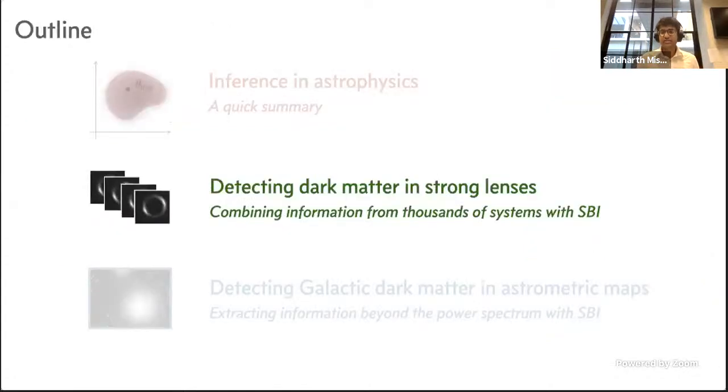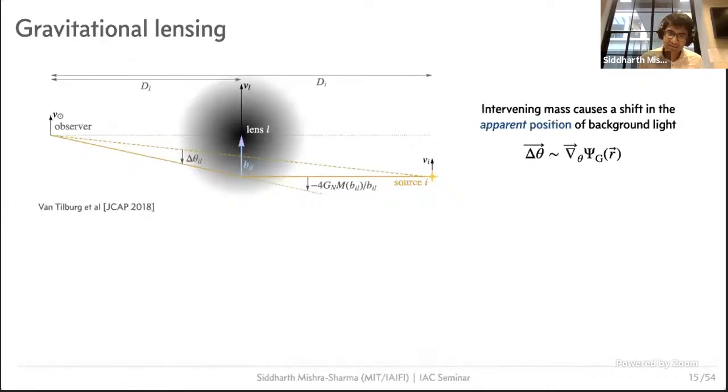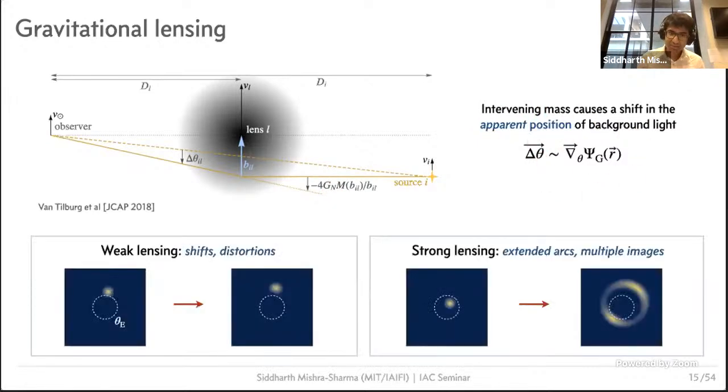That leads me to the first project that I'll talk about, which is detecting dark matter with strong lenses. I'll start with a brief overview of what gravitational lensing is. Gravitational lensing is fairly intuitive as a concept. The idea is that light from a source on the right here is gravitationally lensed by some intervening mass, like a dark matter subhalo. Its apparent position shifts in a way that's calculable, given by the gradient of the projected gravitational potential.